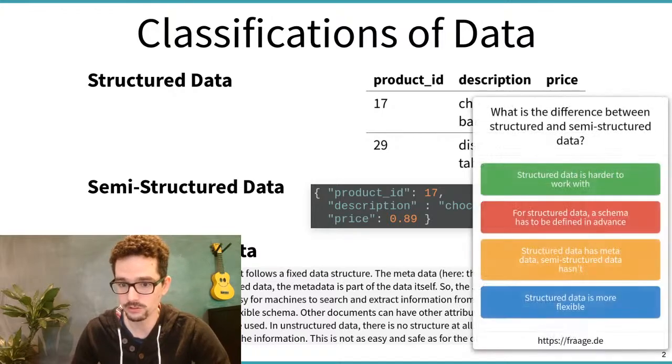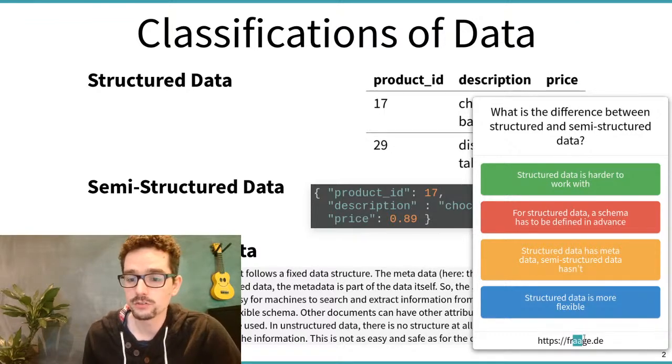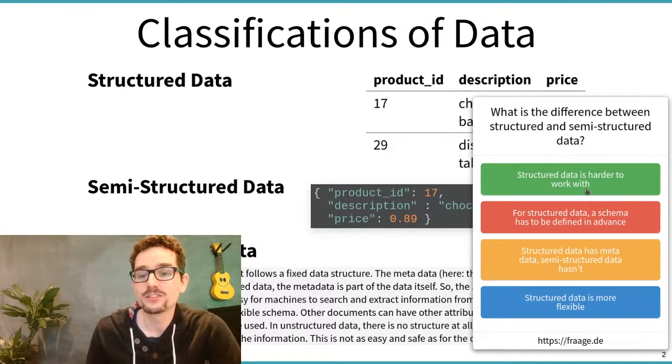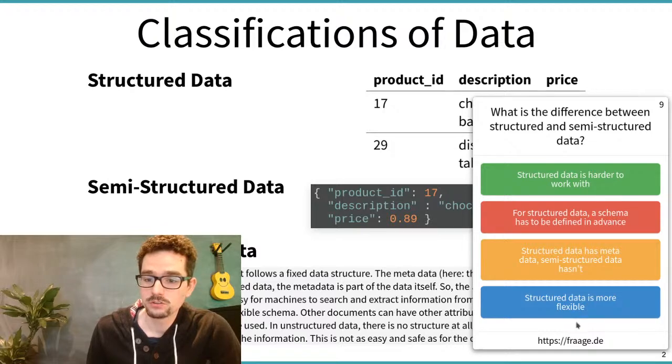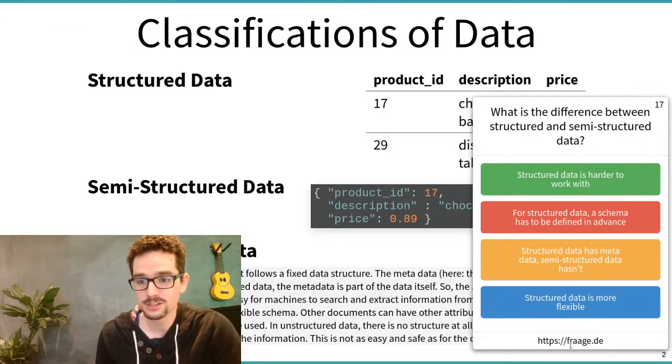So, one question. Please go to frage.de with double A, and please give me the answer to the question: what is the difference between structured and semi-structured data? Is structured data harder to work with? For structured data, a schema has to be defined in advance. Structured data has metadata, semi-structured has no metadata, and structured data is more flexible. So only one fact is true. Please click on the true one here.